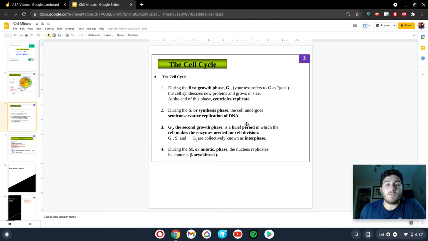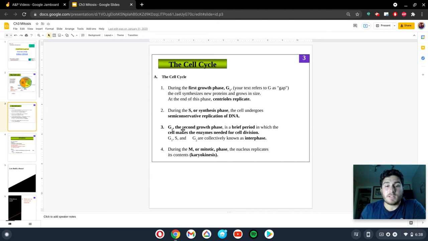Within the cell cycle, there are a few stages as well. So the very first stage is called the growth phase, also known as G1. And this is when the cell synthesizes new proteins and grows in size. At the end of this stage, the centrioles will replicate, so they're preparing for division. The next phase is called the S or synthesis phase. Again, synthesis means to create something or make something. And this is where we will have our DNA replication occur.